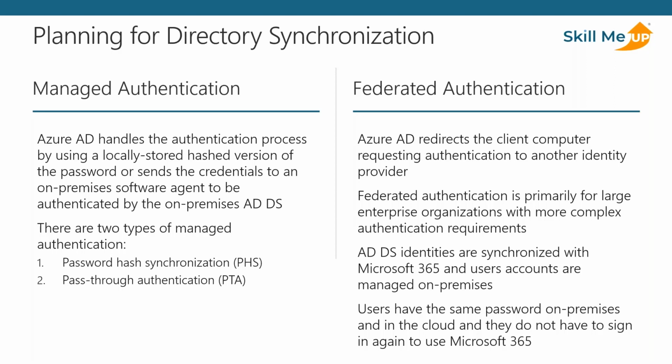AD DS identities are synchronized through Azure AD Connect. And so there's an account on premises, an account that's synchronized, which effectively you could think of as like a shadow account, but all authentication is done through the ADFS implementation or the federated platform. The users will then have the same password on premises and the cloud, but they don't need to log in directly to the cloud because the federated platform will take care of that.